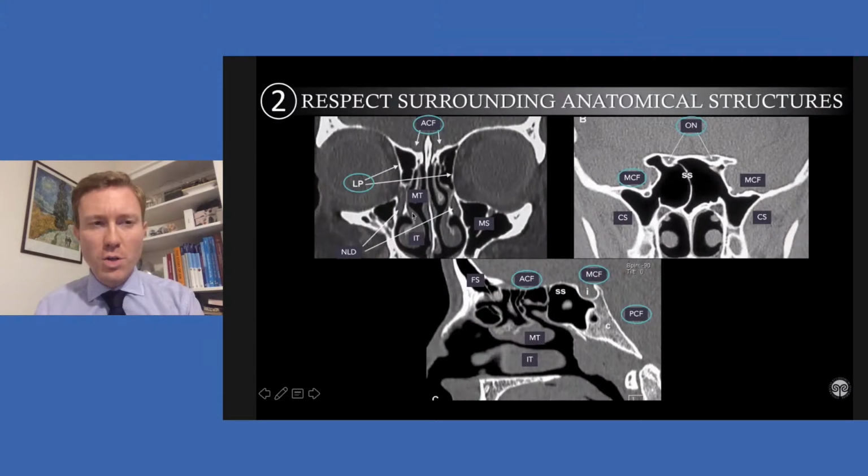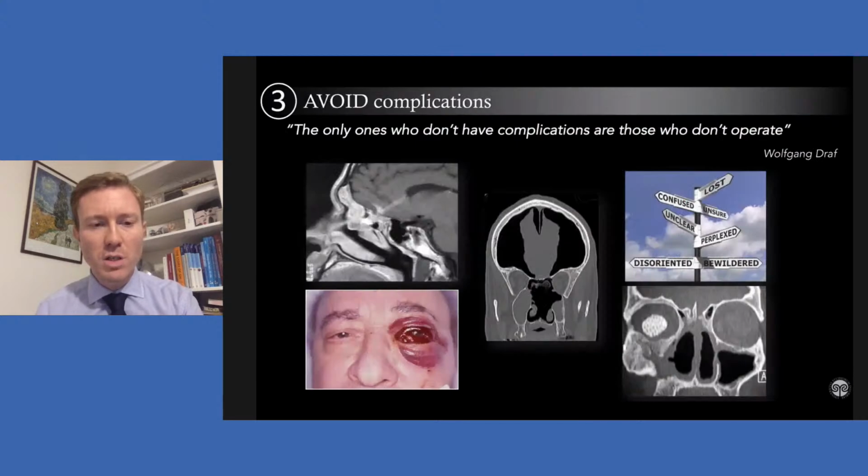Therefore, the second issue is to respect the surrounding neurovascular structures that lie all around the paranasal sinuses. As you know, the paranasal sinuses are in the center of the skull, very close to the orbit, brain, and carotid artery, so it is a very risky anatomical region. So it's important to identify landmarks and respect the anatomical structures all around in order to avoid complications.